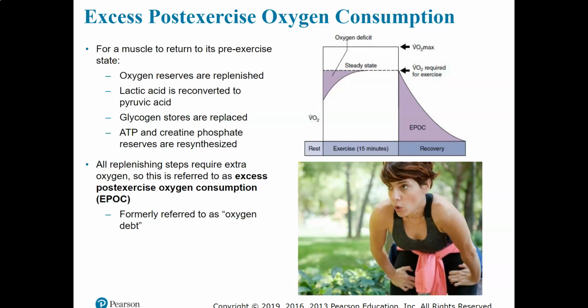Converting lactic acid back into pyruvic acid requires oxygen. Converting glucose into glycogen requires oxygen. Replenishing our ATP and creatine phosphate requires oxygen. All of these steps require oxygen, so even after we're done exercising, we still have above normal oxygen requirements for a while afterwards. Again, that's excess post-exercise oxygen consumption.